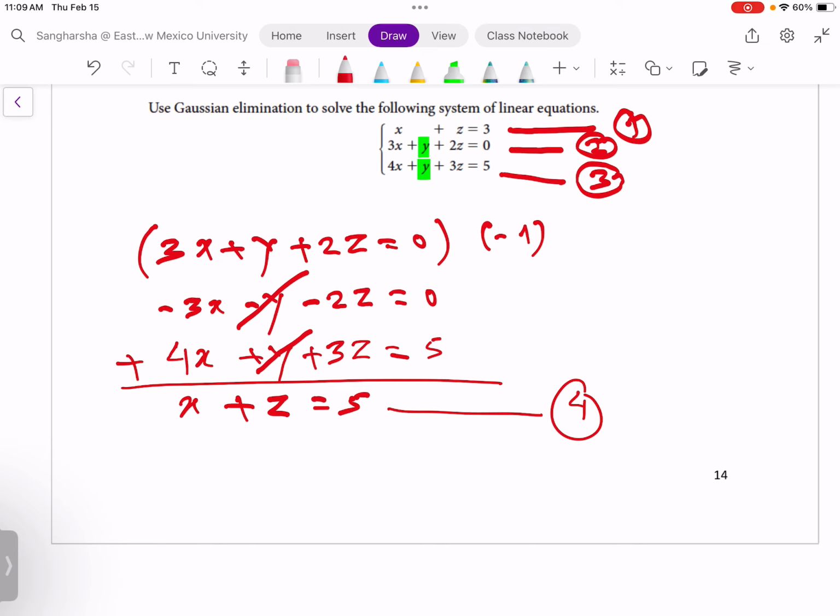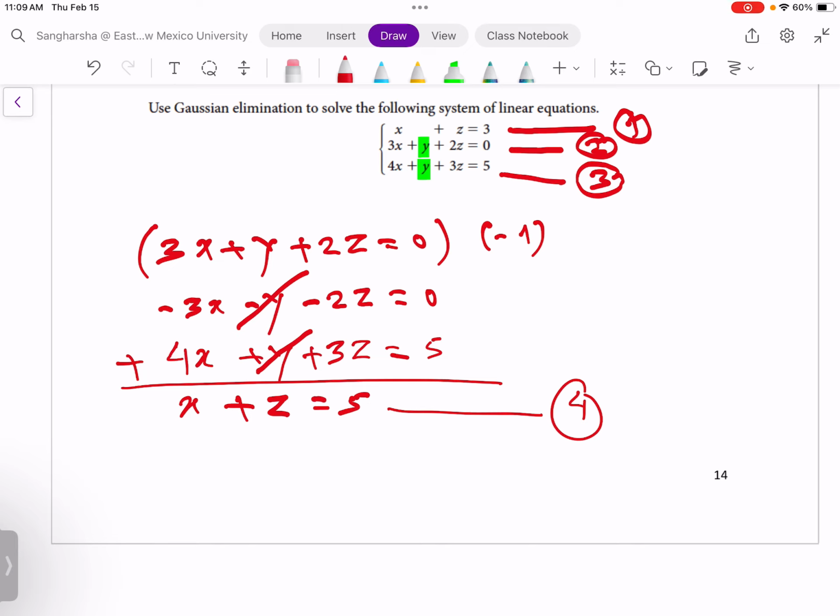And what does our equation 1 tell us? When you add x and z, the same x and z, you have to get 3. What does it mean here? So from equation 4, we get that when you add x and z, we get 5. But it's given to us that when you are adding x and z, it equals 3. Now is there any conclusion we can make here? Okay, no solution.